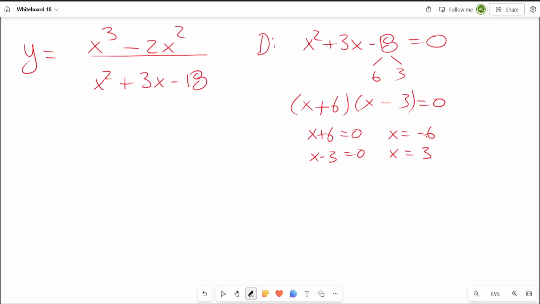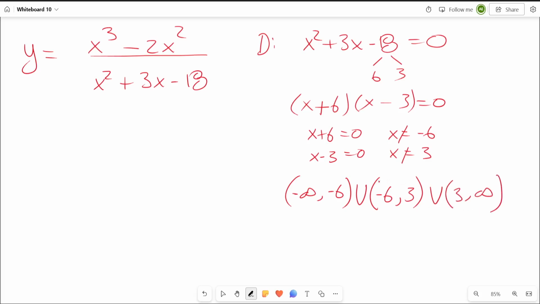So negative 6 and 3 are going to cause the denominator to be 0. So my domain is going to be everything except these 2 values. To write that, I'm going to have from negative infinity up to negative 6, union with from negative 6 up to 3, union with from 3 up to positive infinity. And this is my answer for the domain.